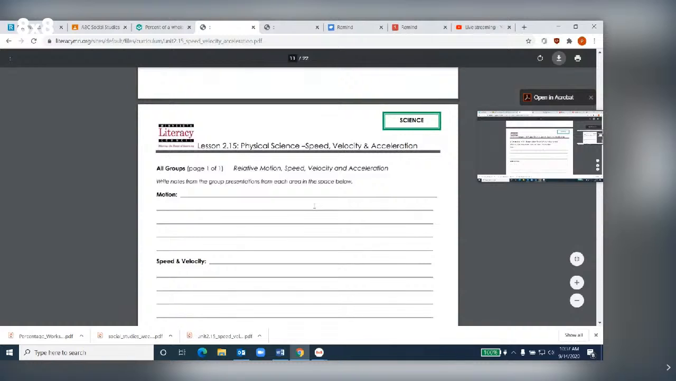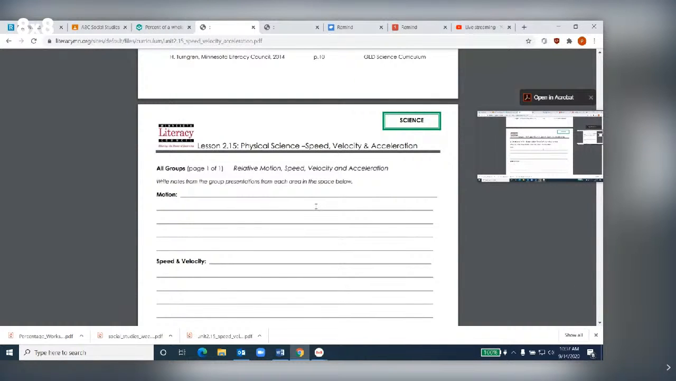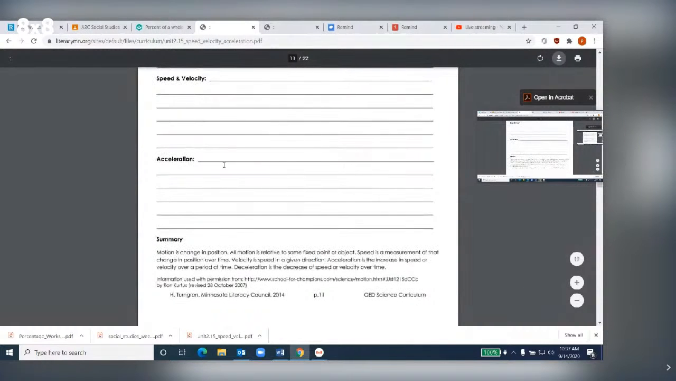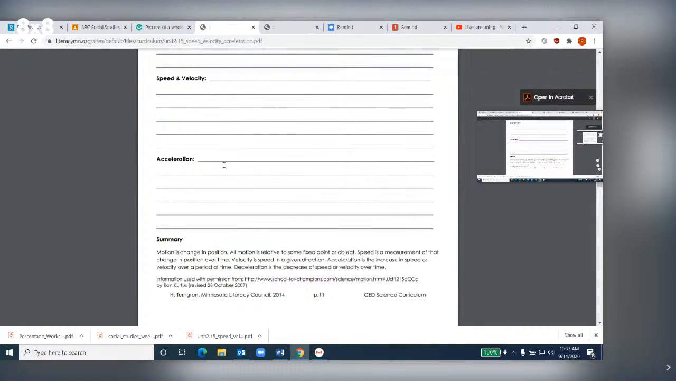So if we were in class, the group that did motion would share out what they did for motion. The group for speed and velocity would share out what they put for speed and velocity. And then the group for acceleration would share out what they did in acceleration. That way we could all get notes. We only had to read a third of it. But since we're doing it virtually now, from home, I'm just going to have you guys read those on your own, okay?